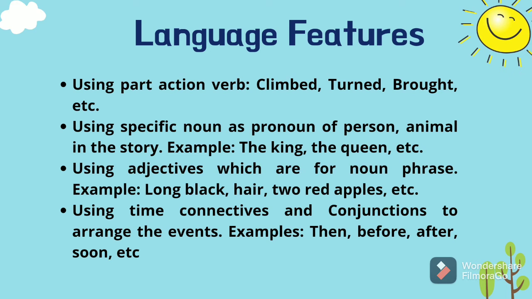Narrative texts have some language features, namely, first, using action verbs, for example, climb, turned, broke, and etc. The second is using specific nouns as pronouns of person or animal in the story, for example, the king, the queen, and etc. Next is using adjectives for noun phrases. For example, long black hair, two red apples, and etc.